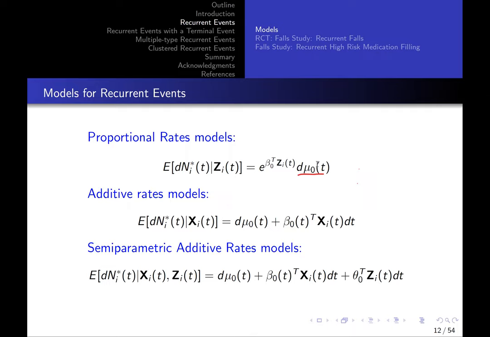There is justification for this. The other model is the additive rate model. Additive rate models are basically used if your effect measure of interest is not the rate ratio, but a more absolute measure, the rate difference. So it's like a linear regression model. You have an intercept, which here is a rate function, and you have the regression coefficients. This model is a semi-parametric additive rate model with time-varying coefficients, so your coefficients are varying over time, and also time-invariant coefficients.